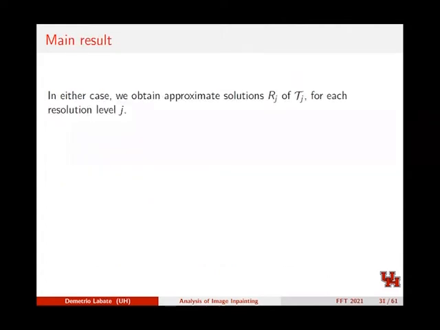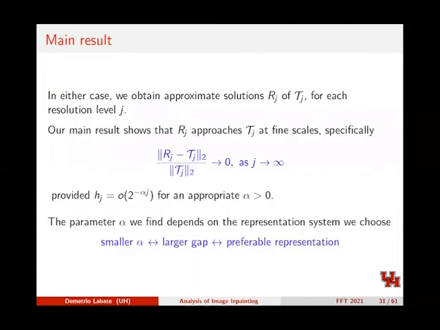So in either case, we obtain an approximate solution for each resolution level. The main result that I will state next shows that Rj, the reconstruction, approaches tau j asymptotically at fine scale. Specifically, we prove this type of asymptotic result: in L2 norm, normalized with respect to the L2 norm of tau j, this quantity goes to zero as j goes to infinity, provided, and this is the key, that the gap size Aj can be controlled.